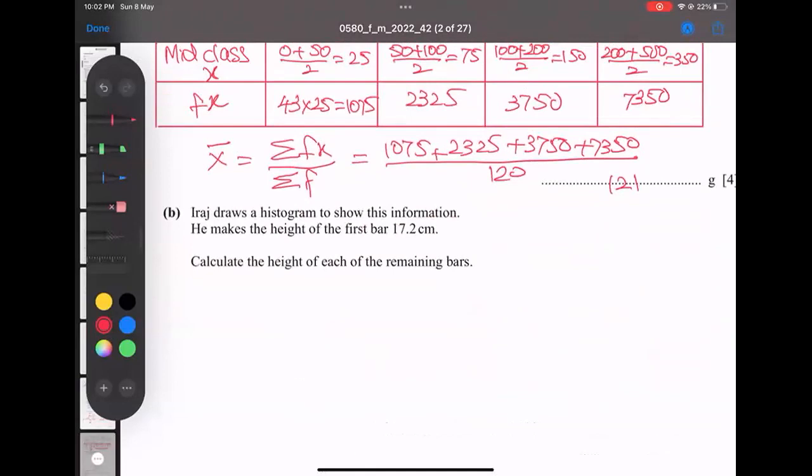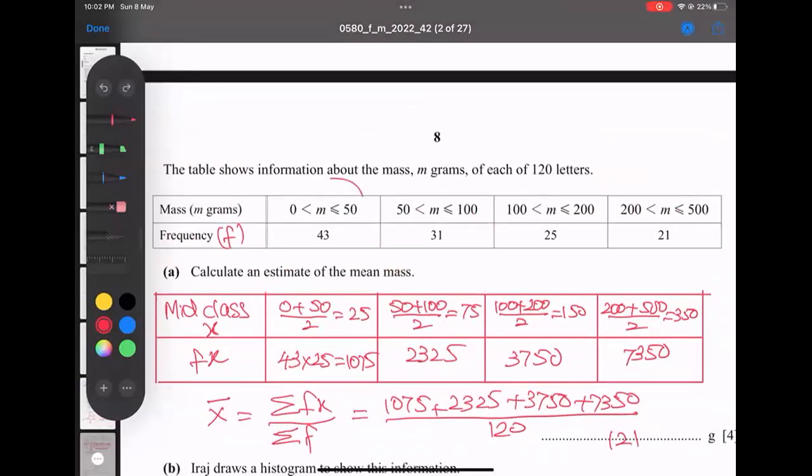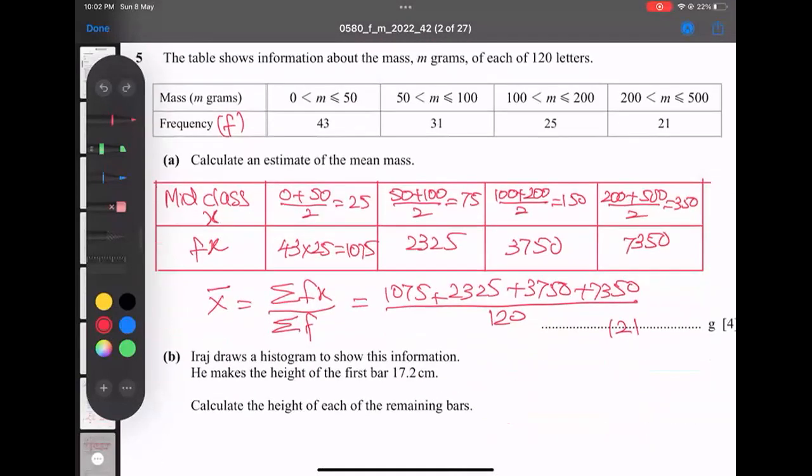Iraj draws a histogram to show the information. Iraj makes the height of the first bar 17.2. This is the height of the first bar. What is the formula? If we have a histogram, we have a formula, and the formula I'm writing here. Frequency density equals frequency divided by class width. Frequency comes from here, and class width comes from the difference of these numbers.